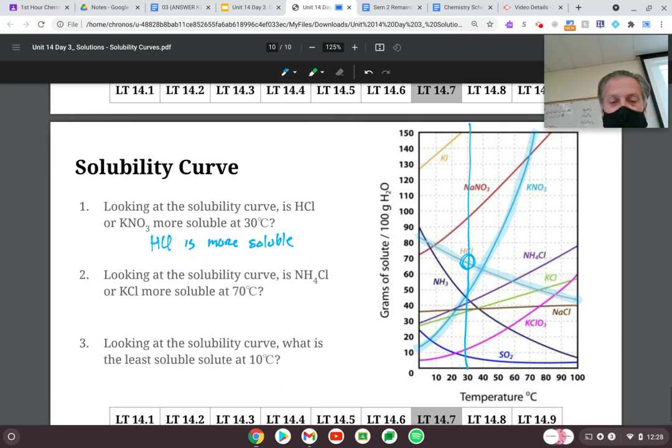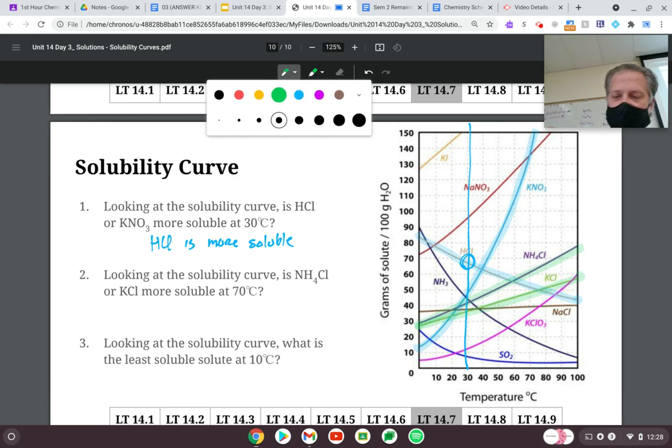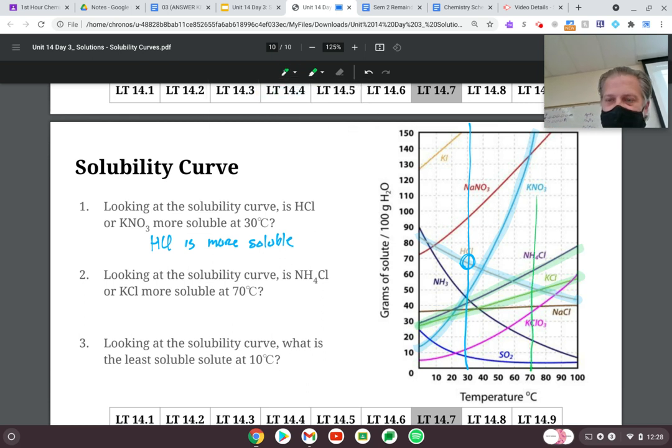In the next example, we're looking at NH4Cl and KCl, and we're looking at 70 degrees Celsius. So I'm going to draw a line at 70 and just make an assessment. And it looks like NH4Cl is more soluble than KCl because it's higher on the graph.